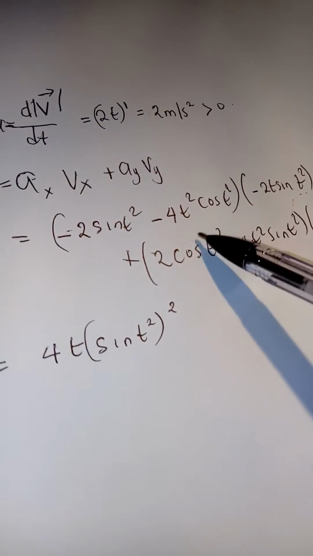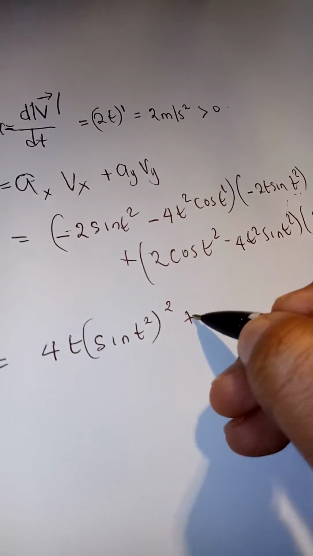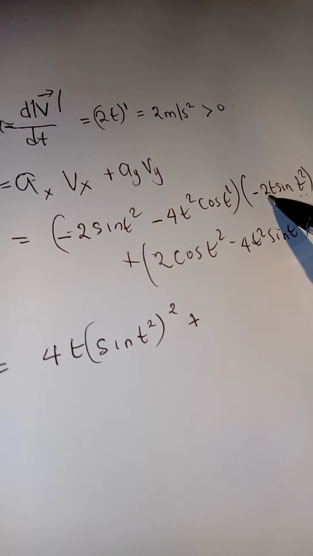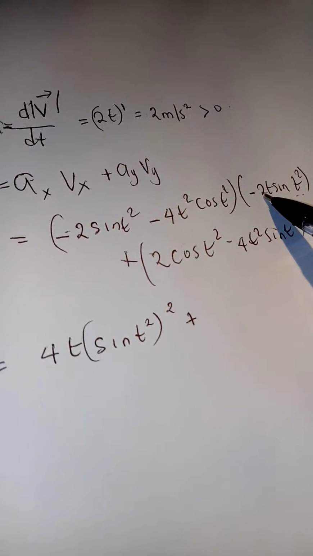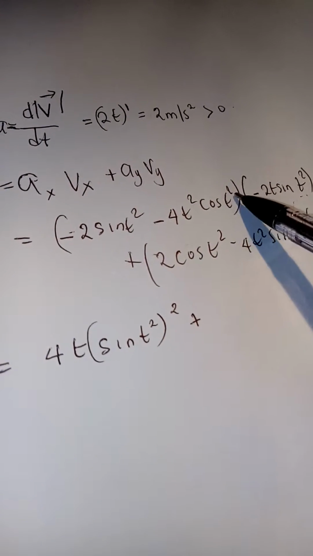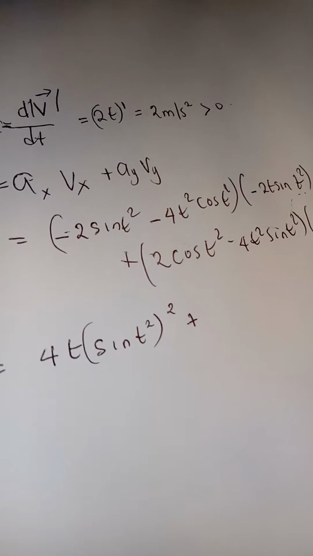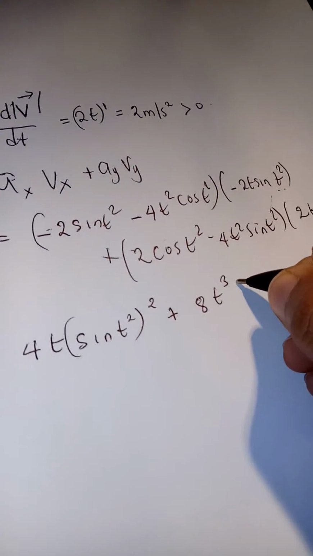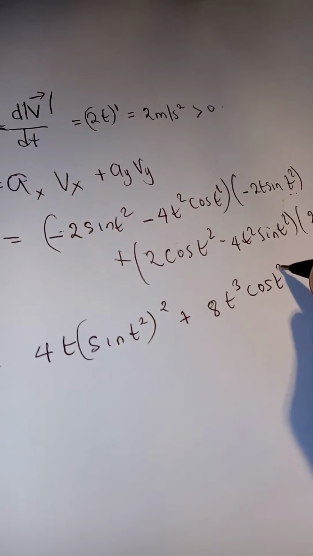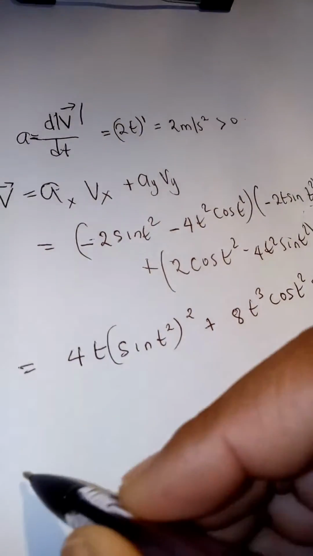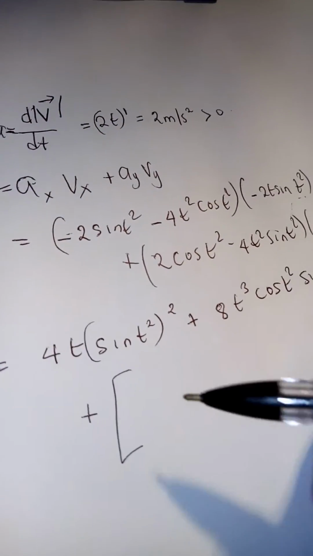Then I do the same thing for the second part. So I'm going to have positive, because negative times negative is positive. So I have 8, 4 times 2, 8, t cube, then cosinus t square, sinus t square. So we'll have 8t cube cosinus t square sinus t square.